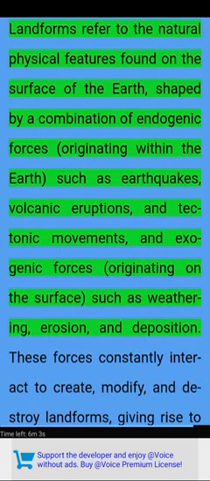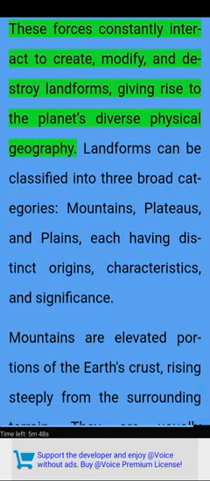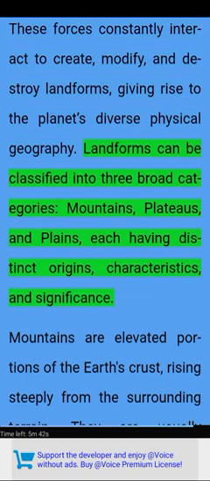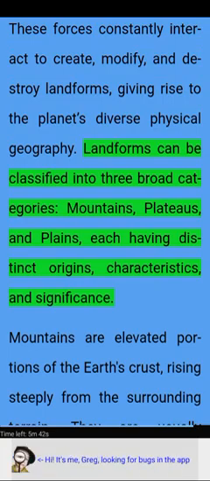Landforms refer to the natural physical features found on the surface of the Earth, shaped by a combination of endogenic forces originating within the Earth, such as earthquakes, volcanic eruptions, and tectonic movements, and exogenic forces originating on the surface, such as weathering, erosion, and deposition. These forces constantly interact to create, modify, and destroy landforms, giving rise to the planet's diverse physical geography. Landforms can be classified into 3 broad categories: mountains, plateaus, and plains, each having distinct origins, characteristics, and significance.